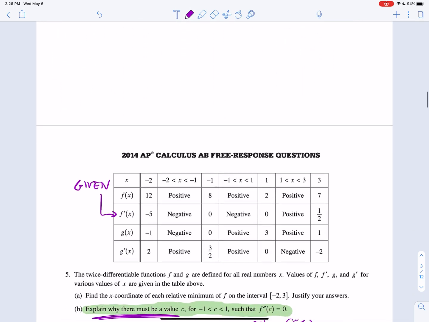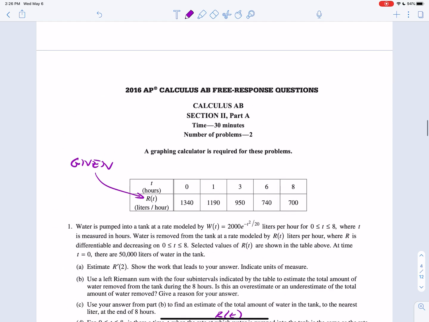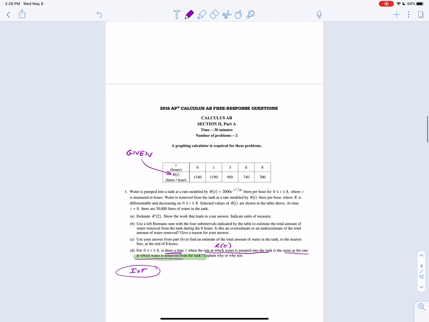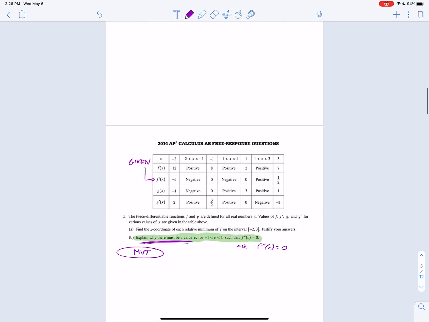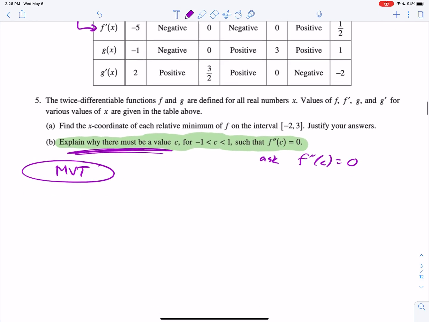I'll go over a couple of IVTs and a couple of MVTs. I don't think I have enough time to do all of it. Plus, also, you guys have already had these videos, okay? So let me just pinpoint a couple here. All right, so let's do a couple of MVTs.